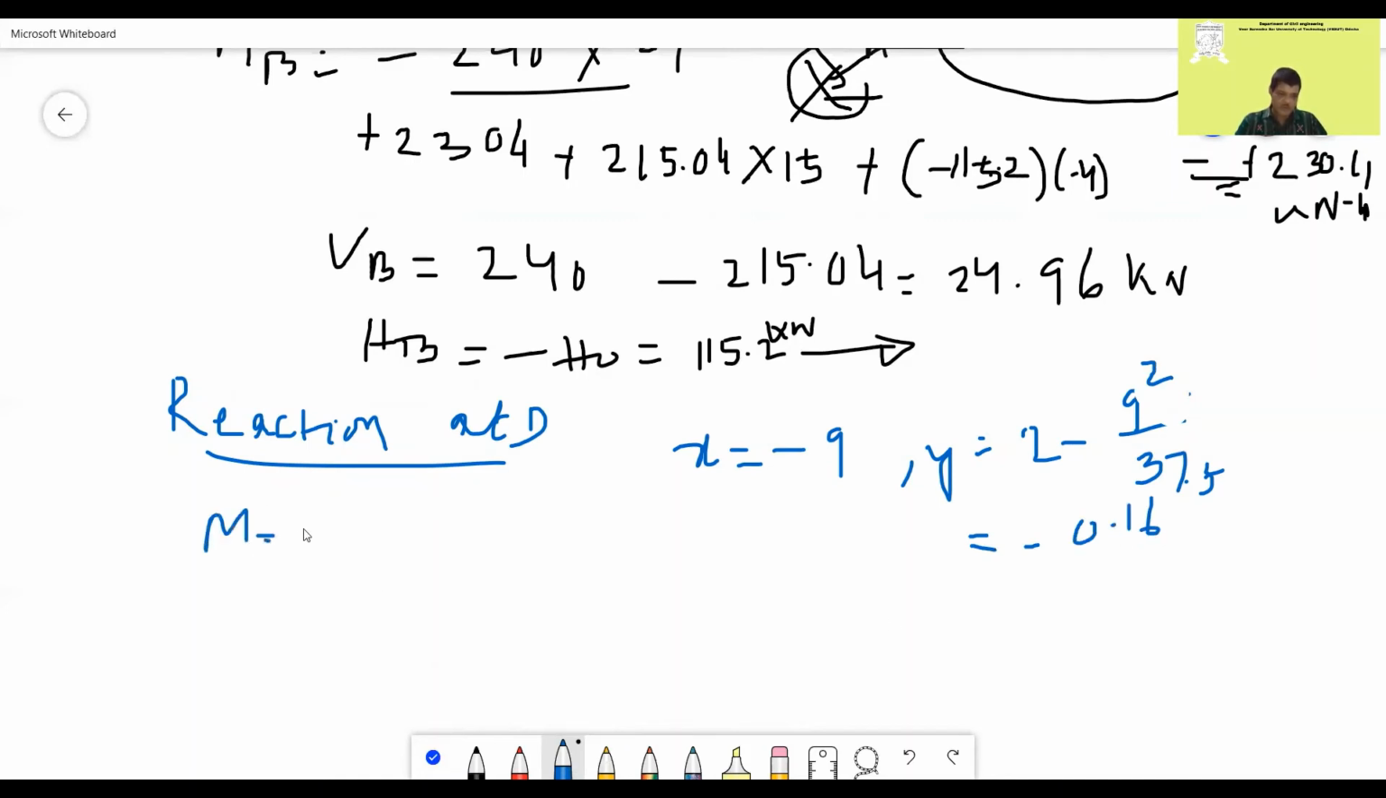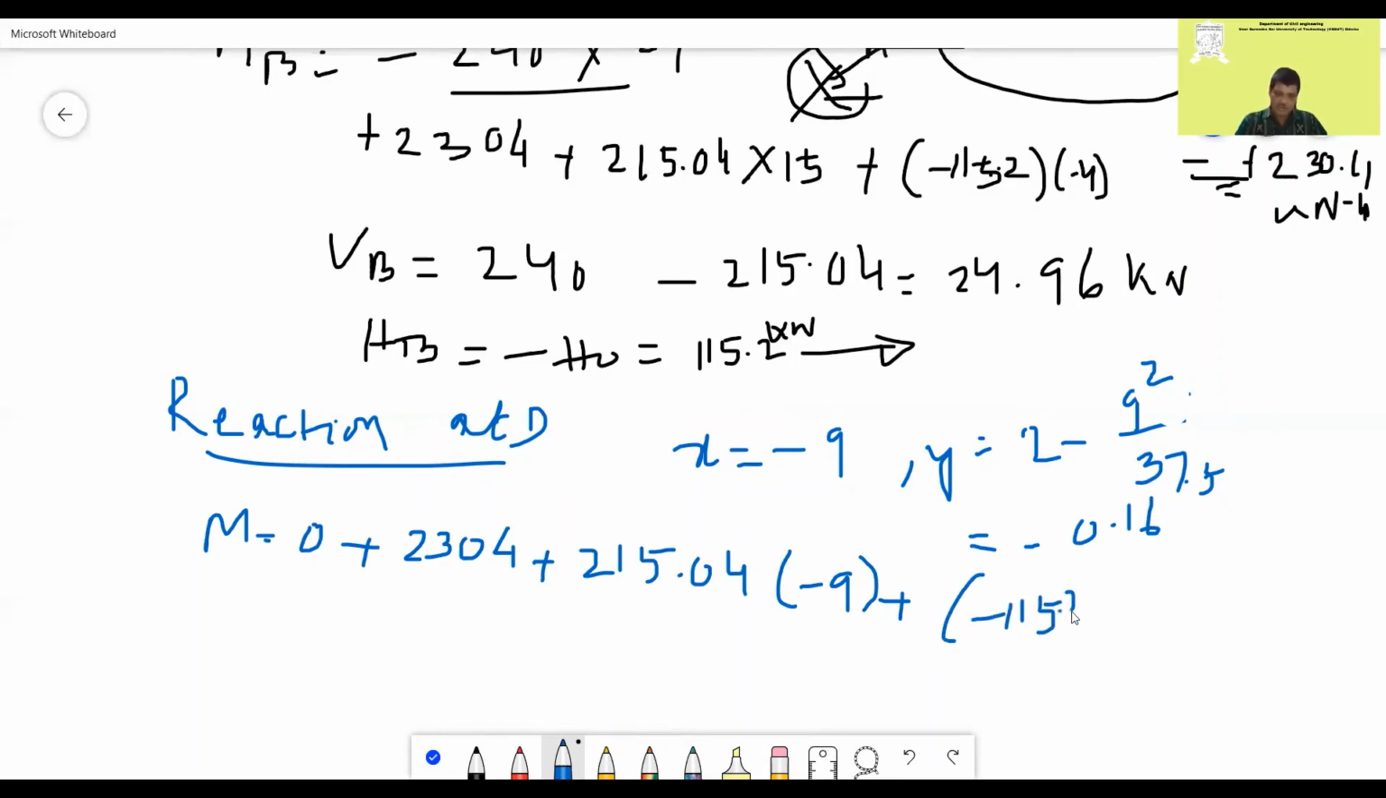M is equal to M00 plus this is the MS, simple supported. Then 2304 is the fixed end moment plus reaction 215.04 into the value minus 9 X plus H minus 115.2 into the value of Y, which is minus 0.16. So this will give the value of minus 2160 kilonewton meter. Right?